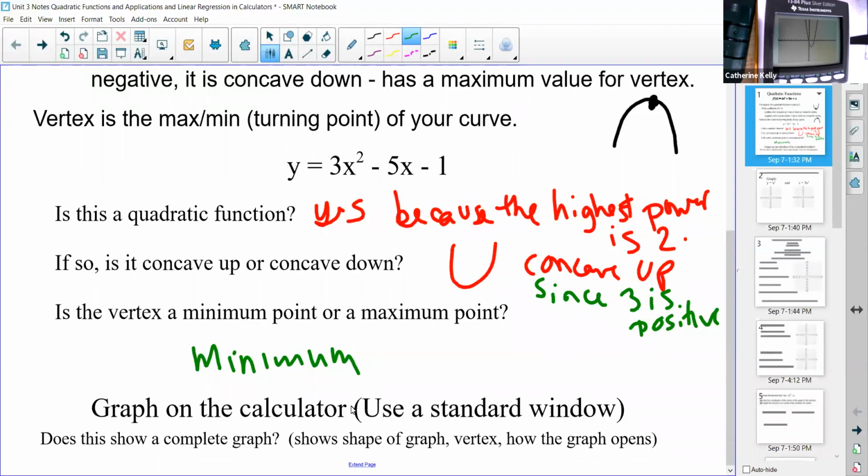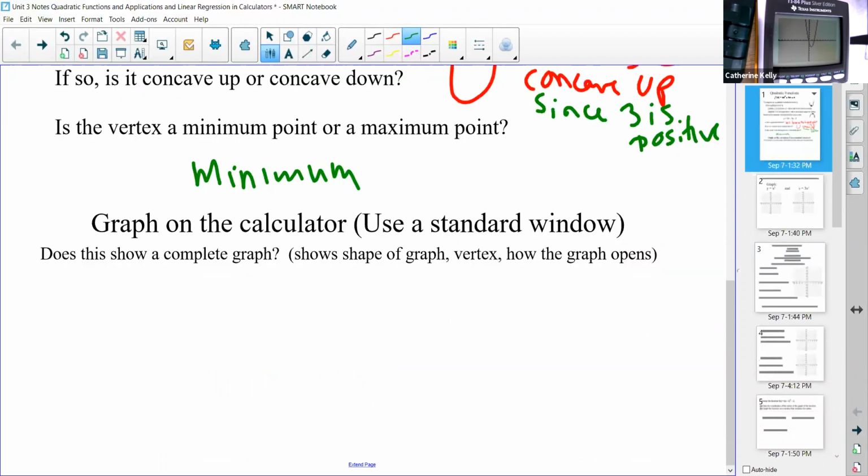So does this show the complete graph? In other words, does it show the shape of the graph, the vertex, and how the graph opens? So yes. So if we were to draw a sketch, anytime you draw a sketch, it doesn't have to be accurate. But this is about how it looks like. We will find all the critical points in a minute.